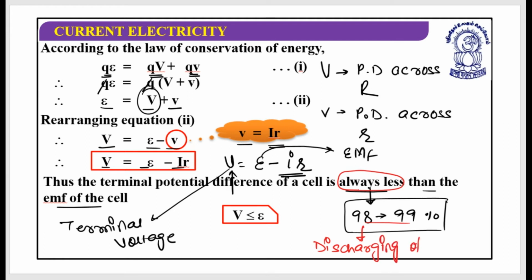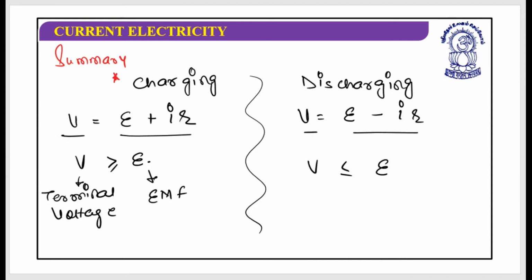So when my cell is being discharged, its terminal voltage is less than the EMF of the cell. But if my cell is being charged, its terminal voltage is greater than or equal to EMF. Equal to would be there only when R is equal to 0, as you know. Now is it clear? I hope the things are clear. So this is all about the charging and discharging of a cell.